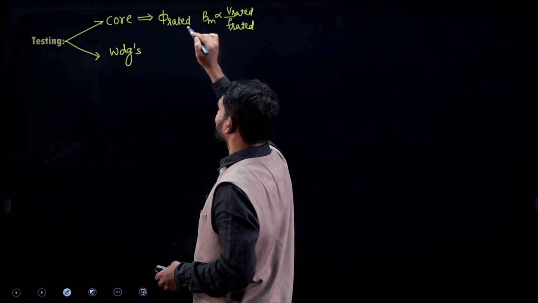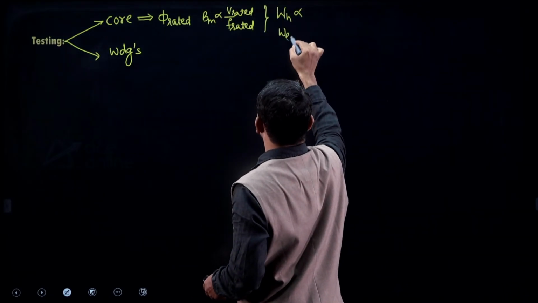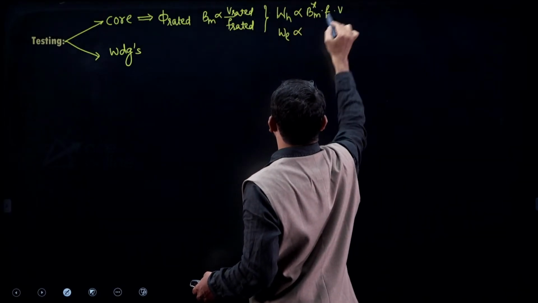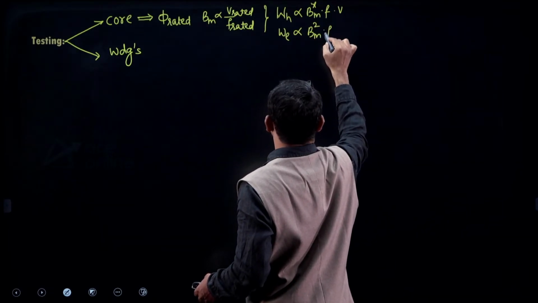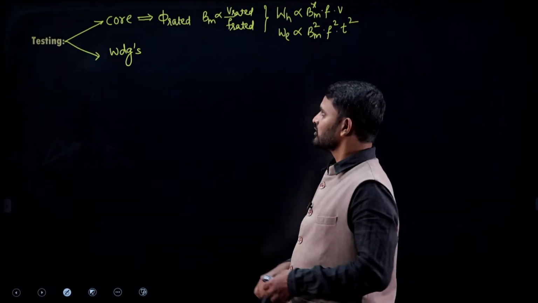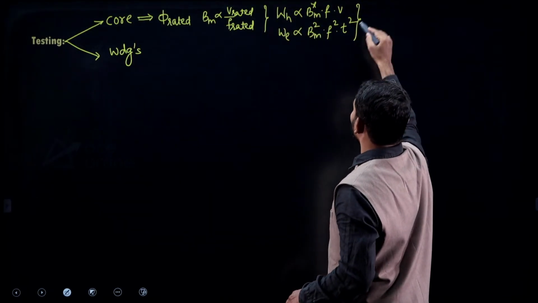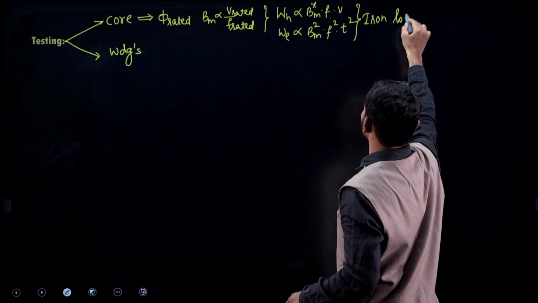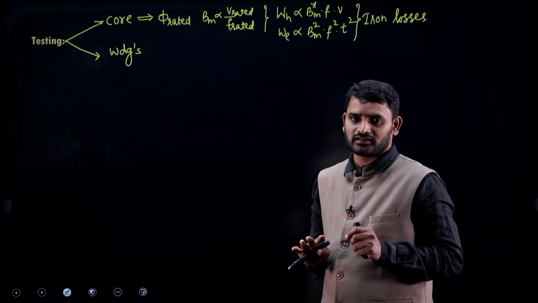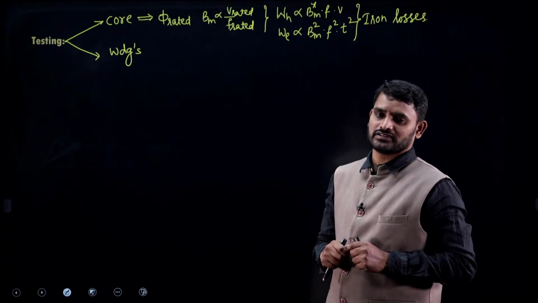So that you can find out hysteresis and eddy current losses. Hysteresis loss is proportional to B maximum to the power x into F into V, and eddy current loss is proportional to B maximum square into frequency square into thickness of lamination square. The main aim of the core test, or open circuit test, is to find these losses, the iron losses or core losses. We are testing whether the core is carrying rated flux or not. While it is carrying rated flux, some losses happen, and these are the hysteresis and eddy current losses.